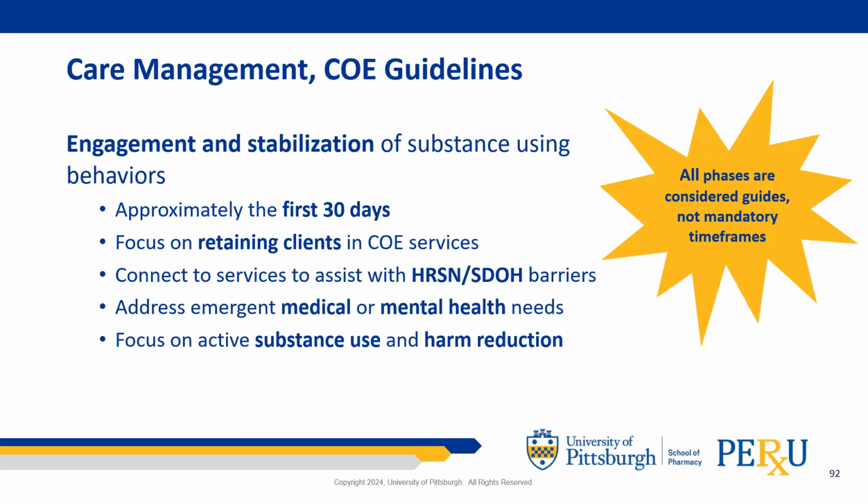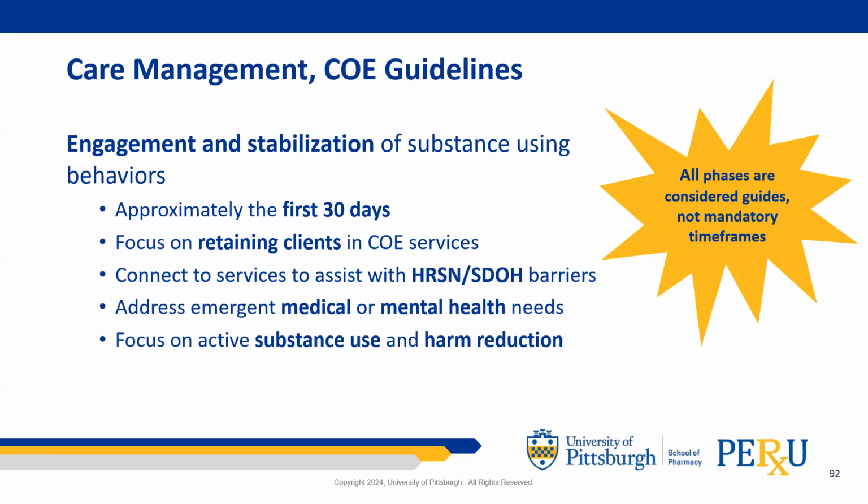The Fidelity guidelines provide suggestions for care management activities within each phase outlined previously. First, engagement and stabilization. In the first month, the primary focus is retaining the clients in COE services and connecting to services and providers to assist in HRSN or SDOH barriers. Encourage clients to integrate family members in the program during the engagement phase and provide family members with education on the client's service options and needs. For example, the benefits of MOUD, need for long-term care, etc.